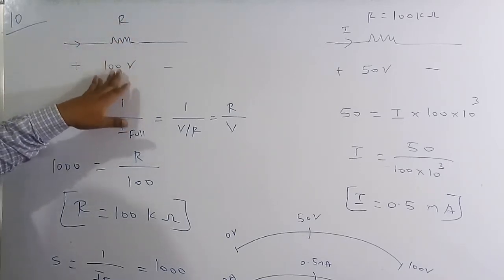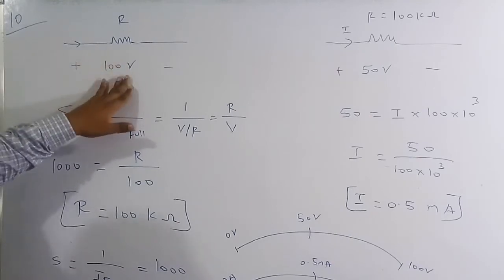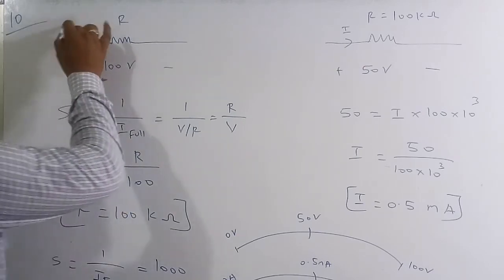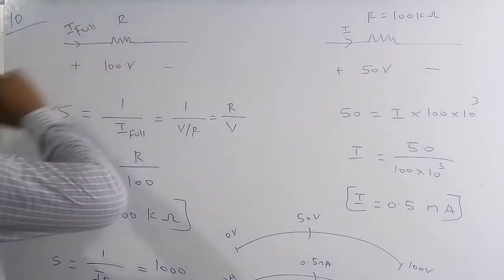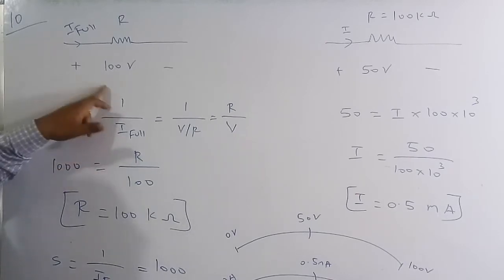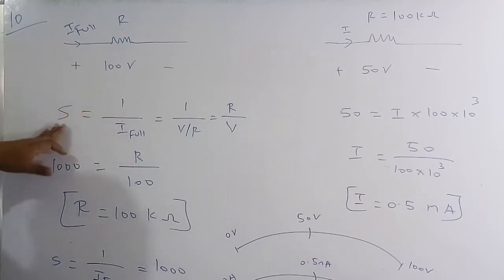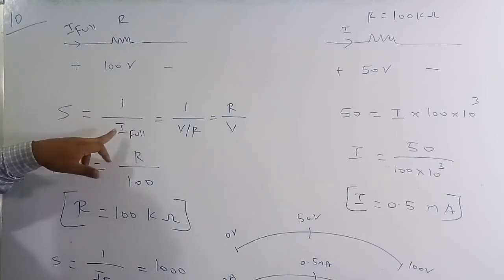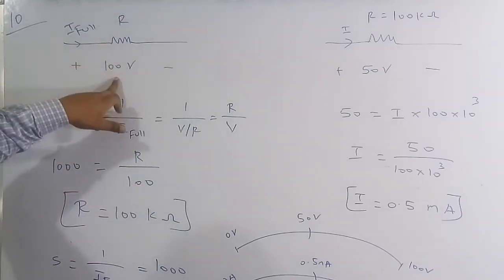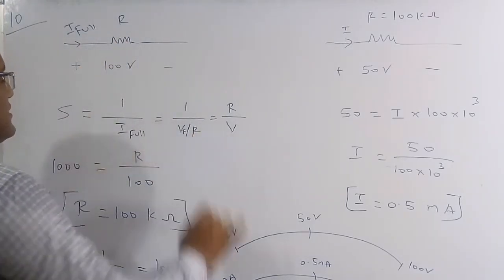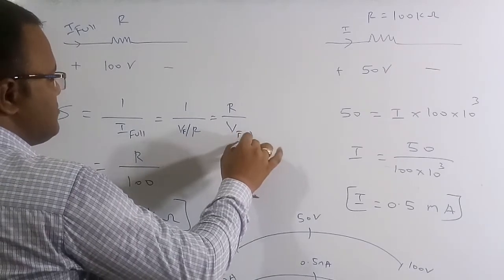When we apply a full scale voltage, we are going to get the full scale current, meaning the maximum current. The formula of the sensitivity is: sensitivity is equal to 1 by full current. Therefore the full current is nothing but the full scale voltage divided by the resistance.